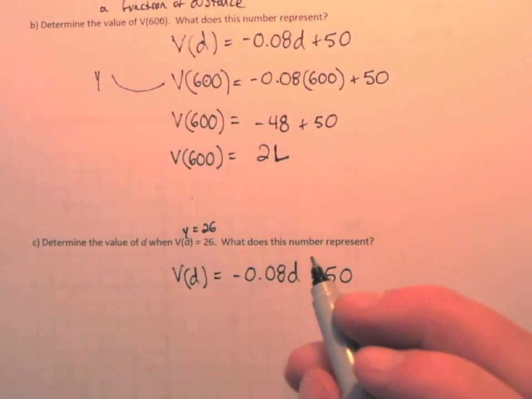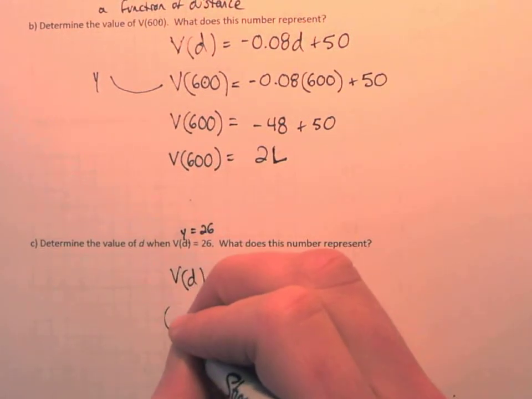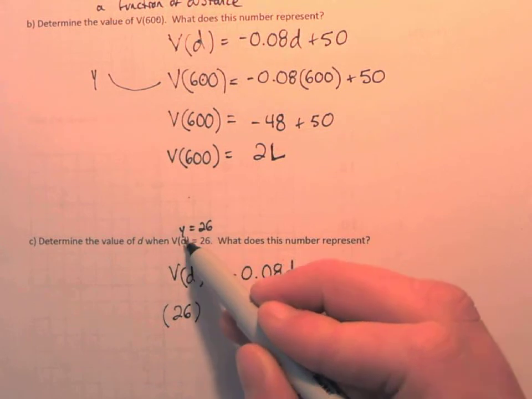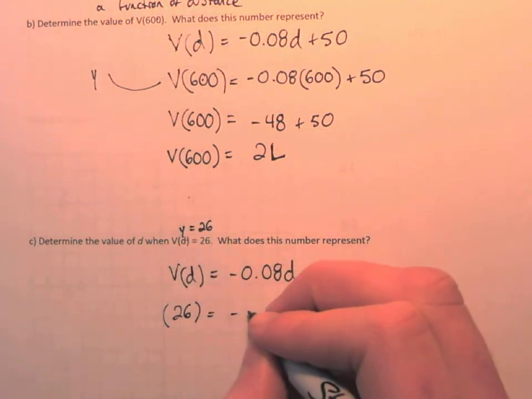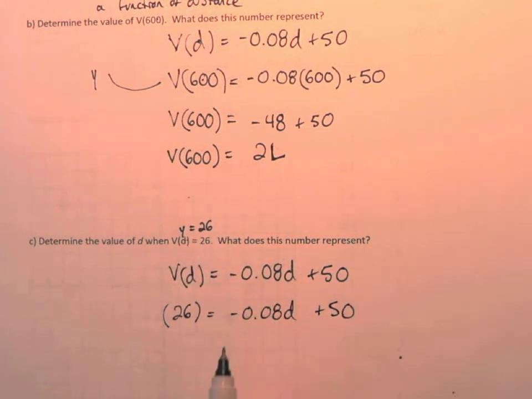They want to know how far you go with that. So instead of v of d, let's just put 26 in brackets, because that's what they're saying it is. And then we write everything else the same. So in this case, we don't know what d is, and they want us to solve for it. Okay, so they're saying if your volume is 26 liters of gas remaining in your tank, you started with 50, remember? How far did you go?